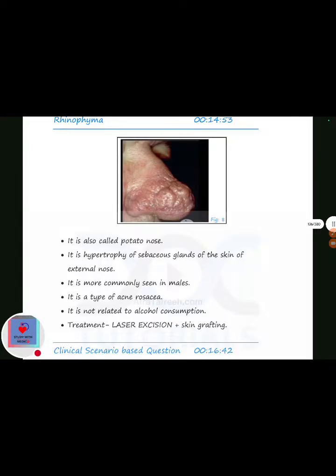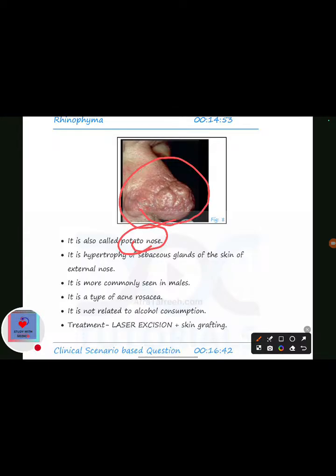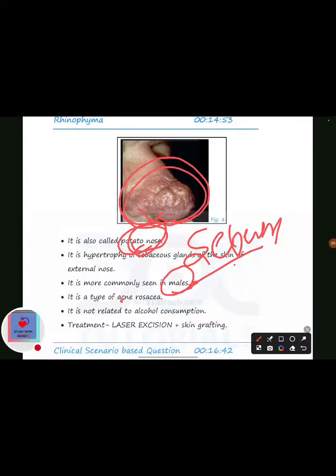Let's talk about rhinophyma. What is rhinophyma? Potato nose. It is also called potato nose. Here there is no malignancy, but there is only a hypertrophy of the sebaceous glands present on the skin of the external nose. Sebaceous glands form the sebum. So the sebum forming sebaceous glands are hypertrophied. Because of that, the nose is looking potato-like. It is more commonly seen in males because of acne rosacea. It is a type of acne rosacea.